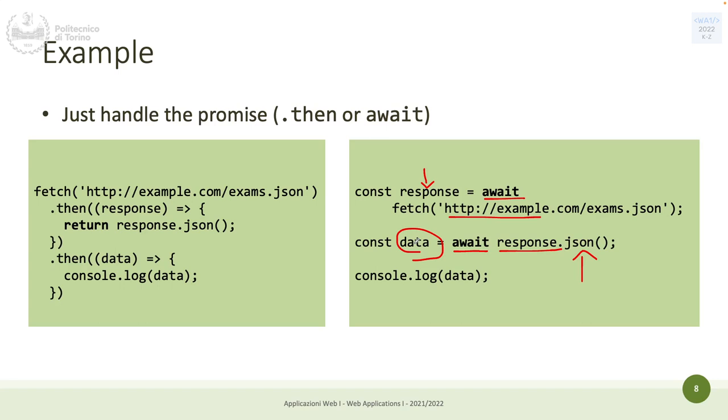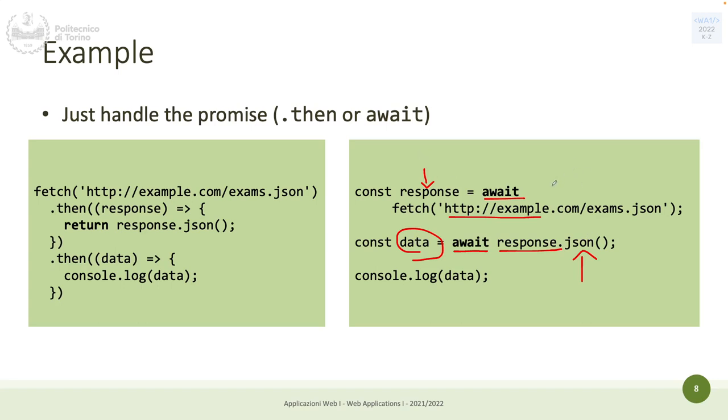So why do we have these two promises? Why do we need an asynchronous call for the fetch and for the .json in this case? That is a question for you. Why do we have an asynchronous call here? Why do we have two promises here? Why do we need two promises? Why can't all of this be synchronous? In the first case or in the second one?